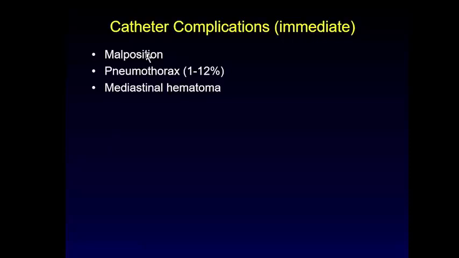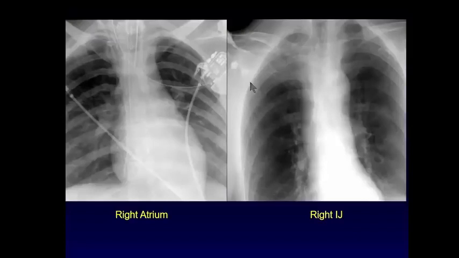Number one, is the catheter in the right position? Did I give the patient a pneumothorax? And if it's a difficult stick, or if the patient has a coagulopathy, did the patient get a bleeding complication such as a hematoma? These are two of the more common malpositions we see.